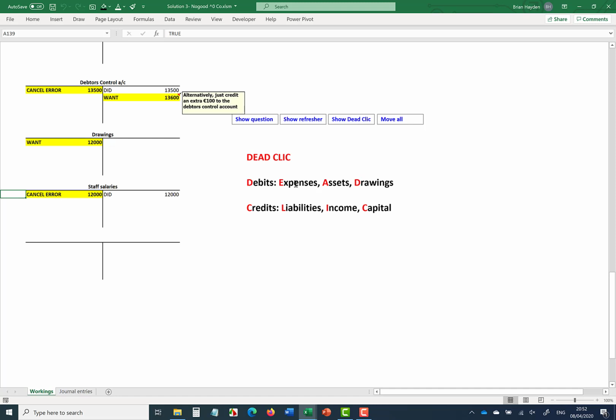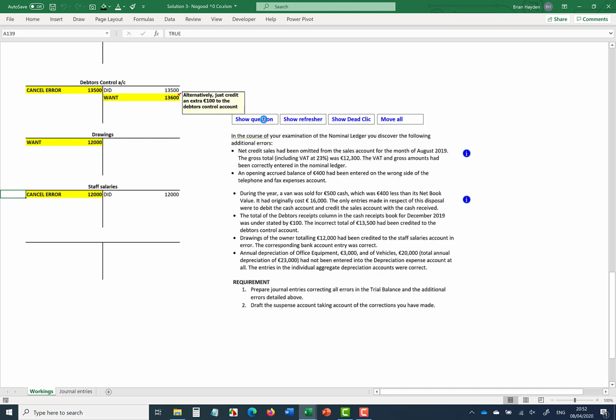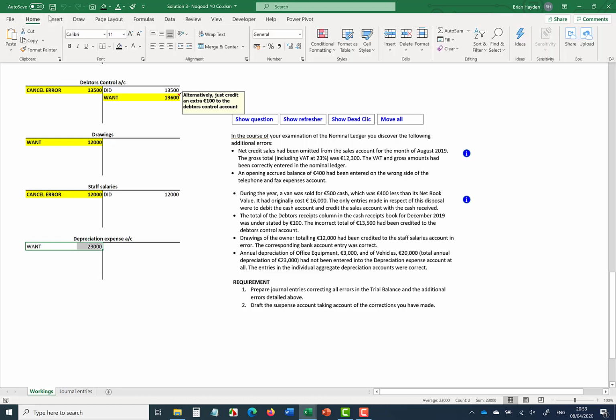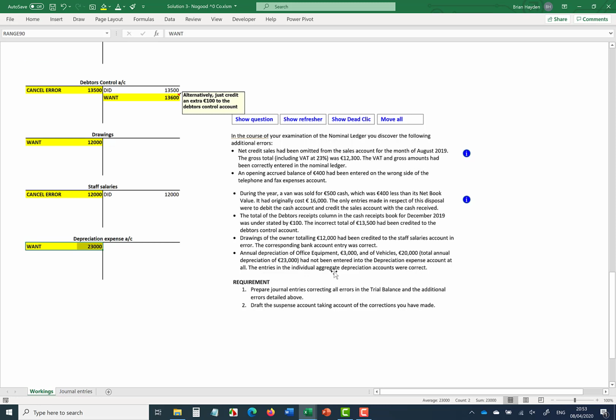account, debits for expenses. So if something was missing from the depreciation expense account, what we want is 23,000 on that account, and we did nothing at all. It had not been entered into the depreciation expense account, so we're going to have to do that. Okay, so we're going to need to just make that entry ourselves. Okay, so I just highlight that. Okay, and the entries in the individual aggregate accounts were correct, so they did credit entries in those accounts.